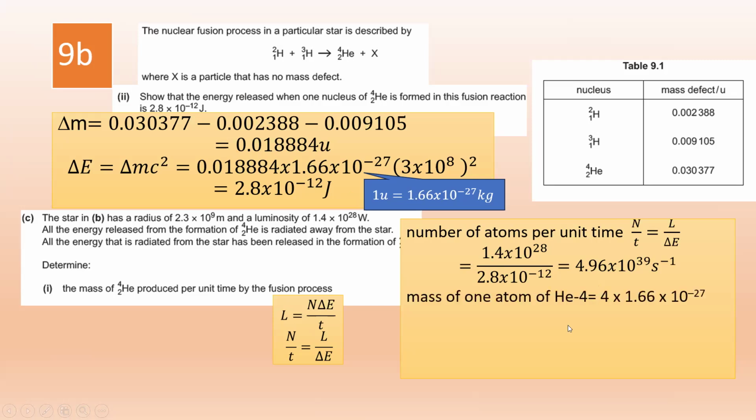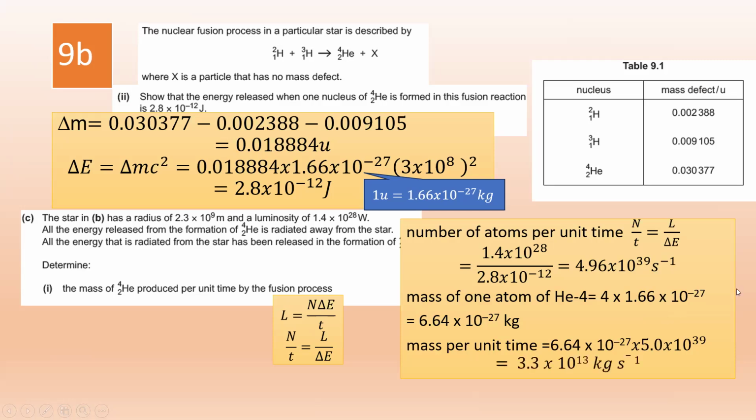Mass of one atom of helium-4. There are 4 nucleons there. So 4 times each nucleon has an atomic mass unit in kilogram. So that is your mass of helium-4. Basically, just take this number, which is the number times this one. Any comment? Okay.